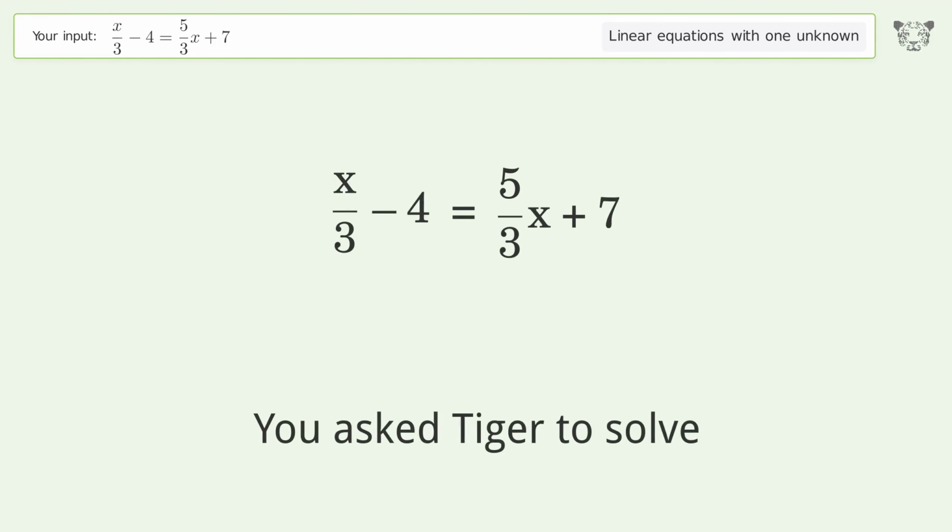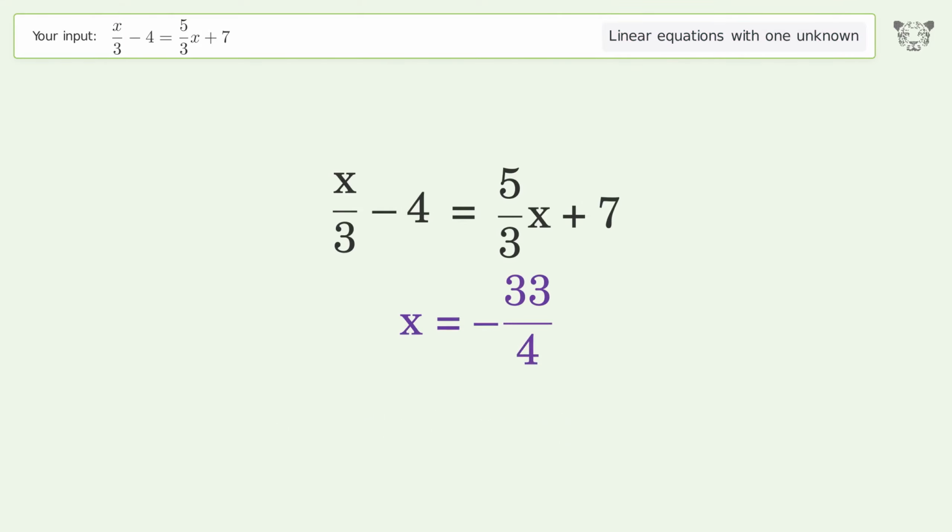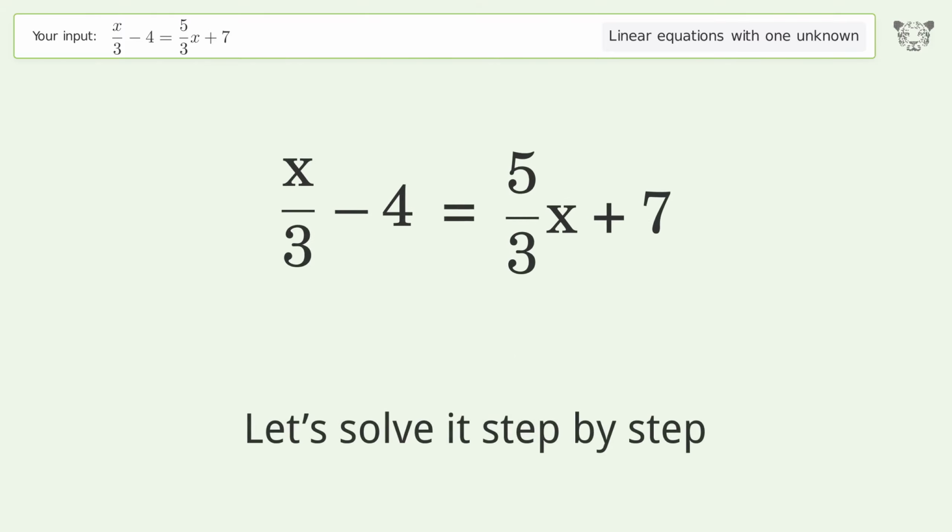You ask Tiger to solve this. This deals with linear equations with one unknown. The final result is x equals -33/4. Let's solve it step by step.